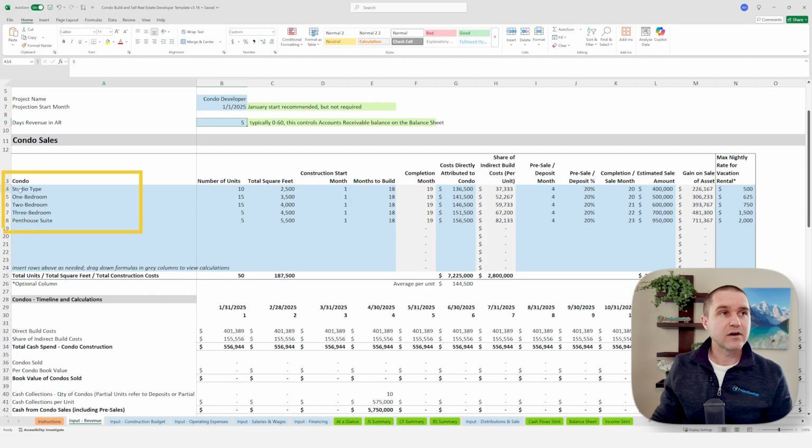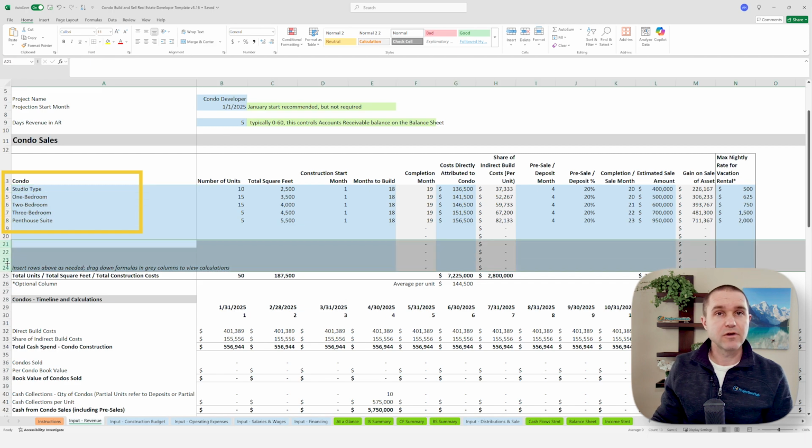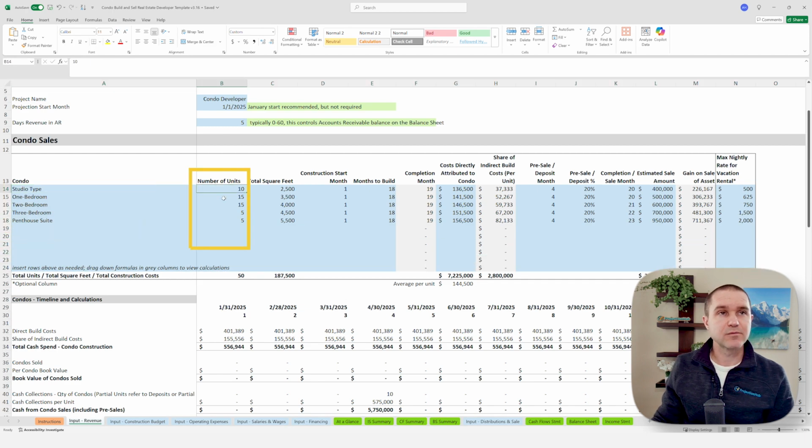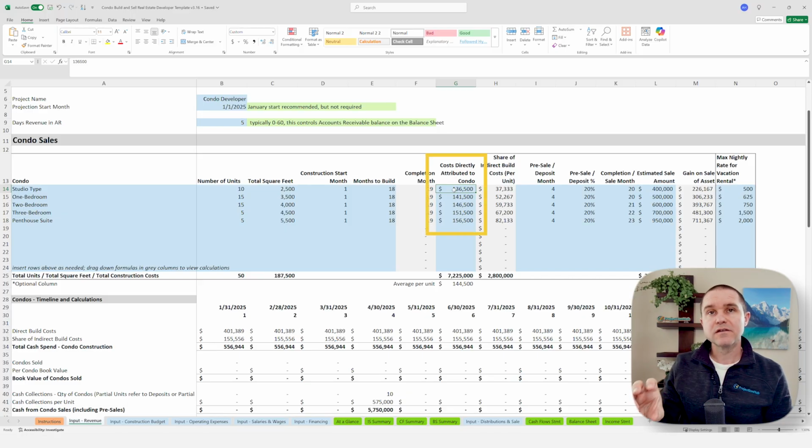Okay, so here we have our different condo types. You can set up different types, and you can add as many rows as you want here. Then you can set the number of units, the total square feet for that unit, when construction is going to start, and how many months it's going to take to build. And then this is your cost directly attributed to the individual condo unit. Okay, that's what we're looking for here.